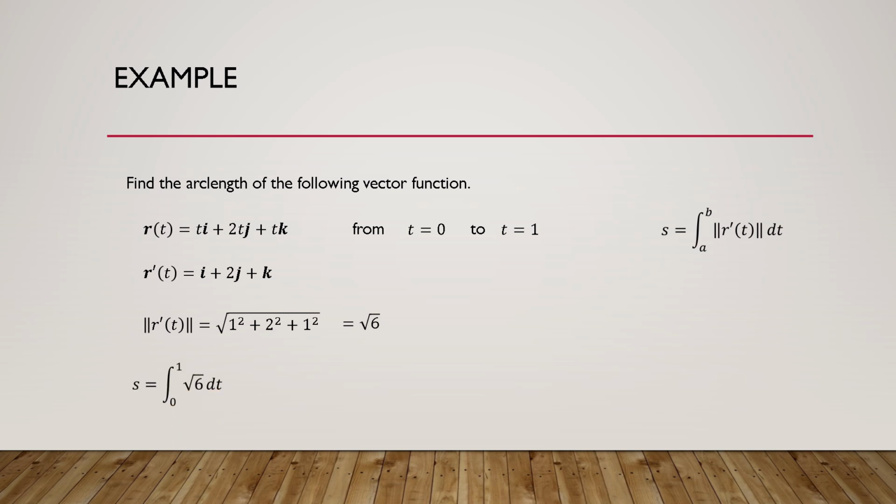The integral from 0 to 1 of the square root of 6 dt equals the square root of 6 t evaluated from 0 to 1. This equals 1 times the square root of 6 minus 0 times the square root of 6, giving us the final answer, the square root of 6 units of length.